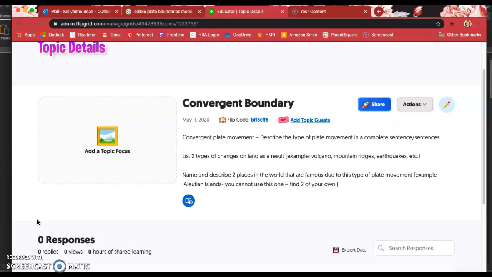It is going to be worth 10 points. So at the end of the week, you are going to have a 30-point lab grade. Yes, 30-point lab grade. You are then going to have a test on your plate boundaries at the end of the week, but this is going to be considered a lab grade. Granted, it only looks like 10 points right now, but they are going to add up at the end of the week. So please make sure that you are going to be following directions.